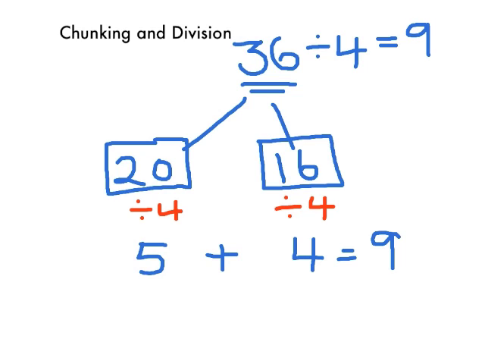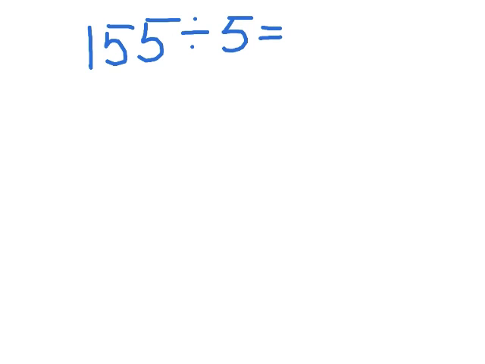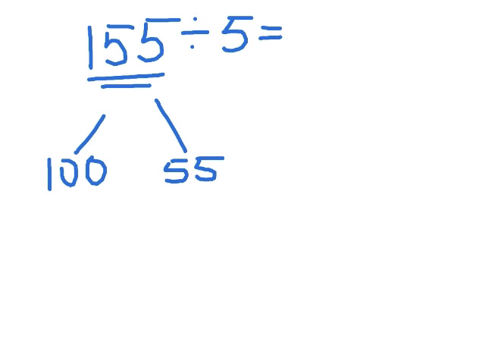Now, I'm going to move on to a slightly more difficult problem now, and take a problem like 155 divided by 5. Now there are probably a few different strategies, but we'll use the chunking strategy for this one. And a quite obvious chunk for this number here, 155, is 155. So I've got 100 here and I've got 55 there.